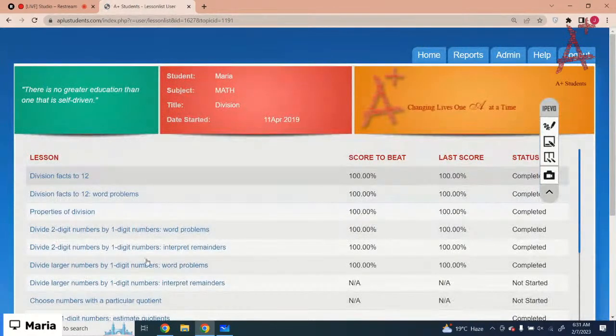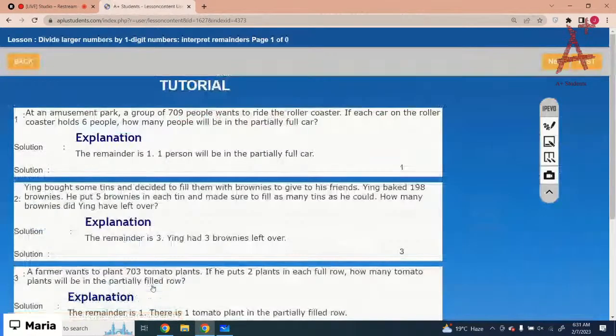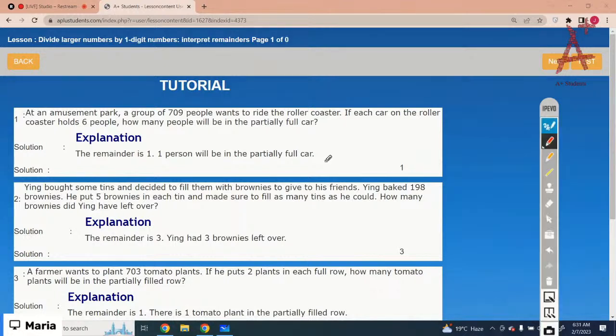And the next lesson is divide larger number by one digit number, interpret remainders. Okay, let's just start with the first one. At an amusement park, a group of 709 people wants to ride the roller coaster. If each car on the roller coaster holds six people, how many people will be in that partially full car? Basically, you have to divide 709 by 6 and then you have to see the remainder. Got it? Just divide 709 by 6.